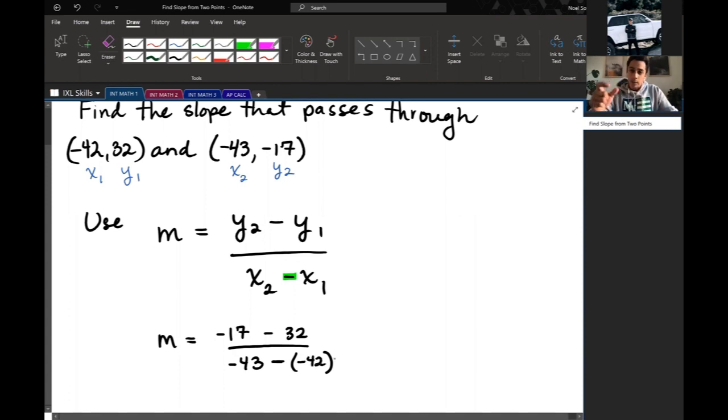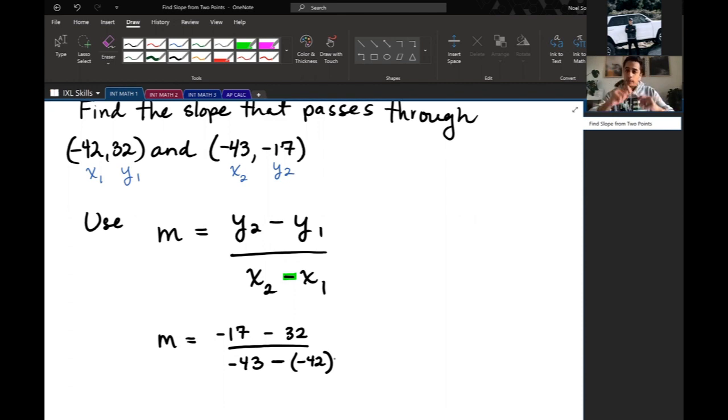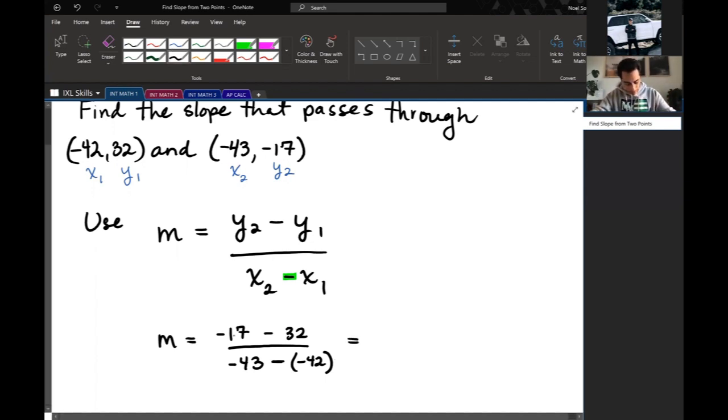Okay, that's one of the tricky parts about calculating slope, is when you are calculating slope with negative values, you need to just make sure that you utilize the negatives correctly, because that can ultimately determine the correct answer for the slope. Okay, let's go ahead and clean it up. Negative 17 minus 32. We can combine this. This ends up giving us negative 49.